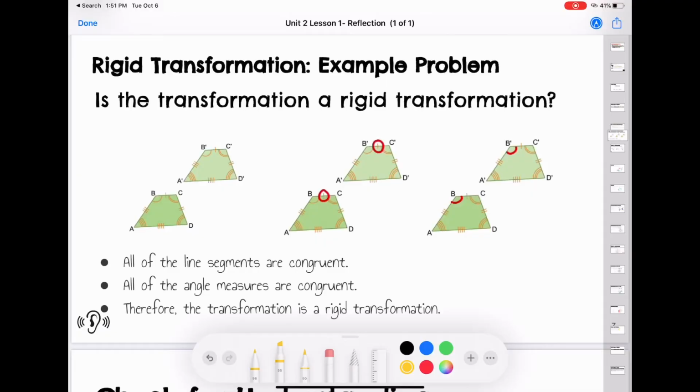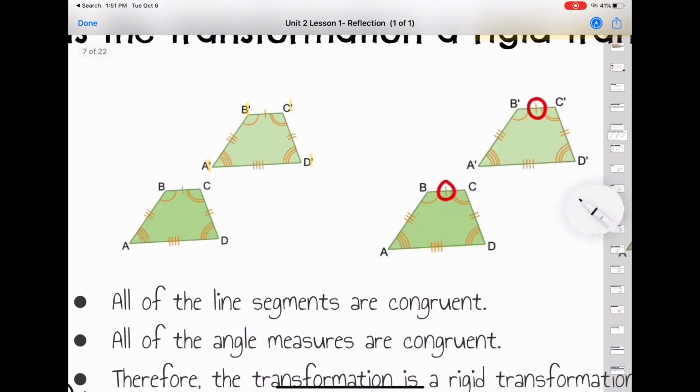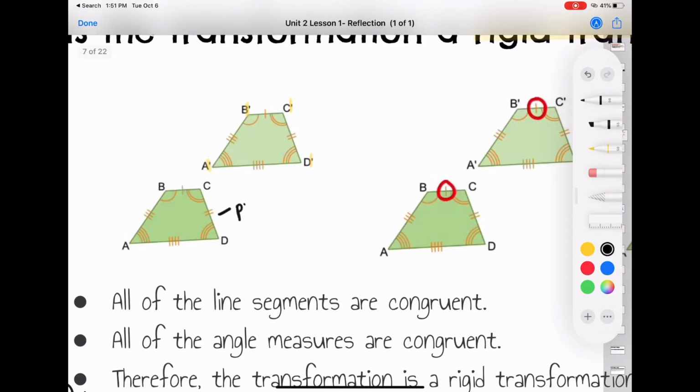So let's look at this example. This question is asking us, is the transformation a rigid transformation? Well, this is the image that we start with. As we can see here, we have our pre-image. We know that this is our pre-image because it does not contain that prime notation. Pre-images do not contain the prime notation that we see here. This shape would be our pre-image. The image that does in fact contain that prime notation that we see here is known as our image.